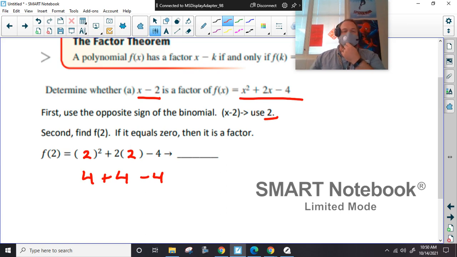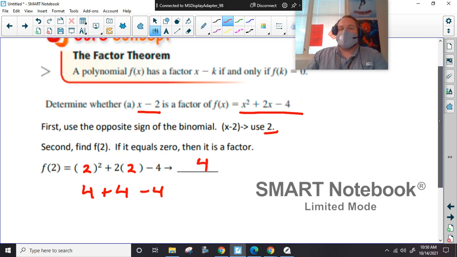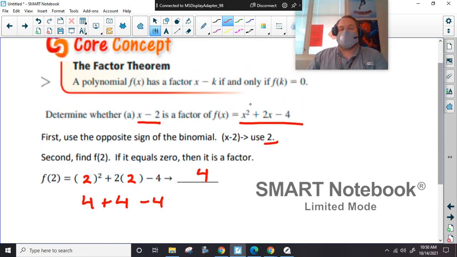So when you plugged in 2 and did the math, what did you end up getting as an answer? 4 plus 4 is 8, minus 4, this is 4. All right, here's the deal. It's only a factor if after you plug it in, it's 0. Is this 0? No. So the answer with this would be no, it's not a factor. This has to be 0 for it to be a factor.